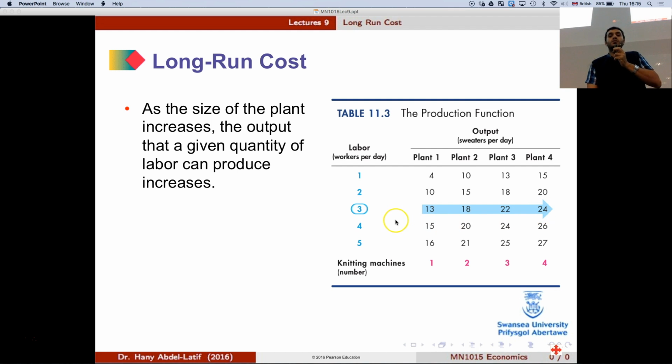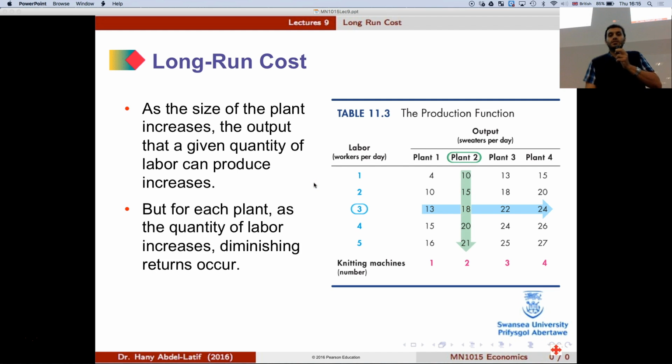So if we look at this vertically, the same way we looked at it before. For example, if we have only 2 machines, which means we're looking at plant 2, then when you increase the number of workers from 1 to 2, the output will increase from 10 to 15. You get the 3rd worker, then the output will increase to 18. So the idea here is, what about the marginal product of labor? That's something we covered last week.